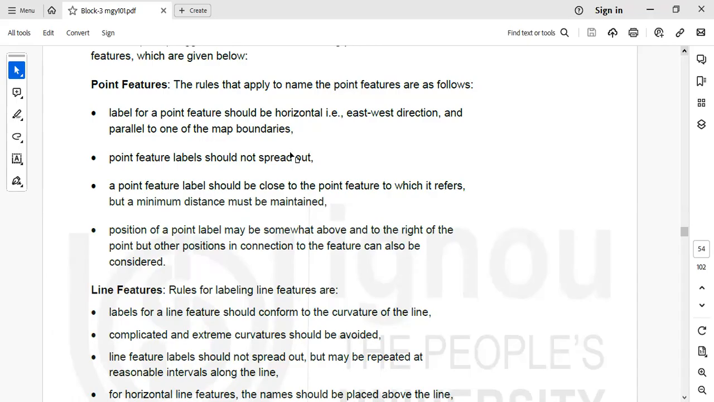So in a map, there are three features mainly shown. Number one is point features, then line features, and polygon features.